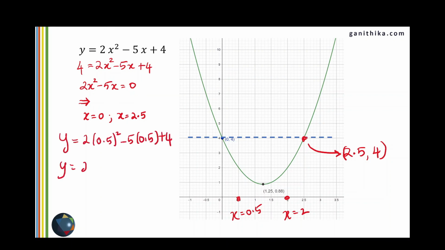Substituting these 2 values in the equation, you get y as 2. Therefore, these 2 points are 0.5, 2 and 2, 2. So you have 2 more points, which make it 5 points now. More than 4 points. So you have 5 different points on the curve. Once you mark these 5 points, you can join them with freehand and extend them on both the sides. You get the required parabola.